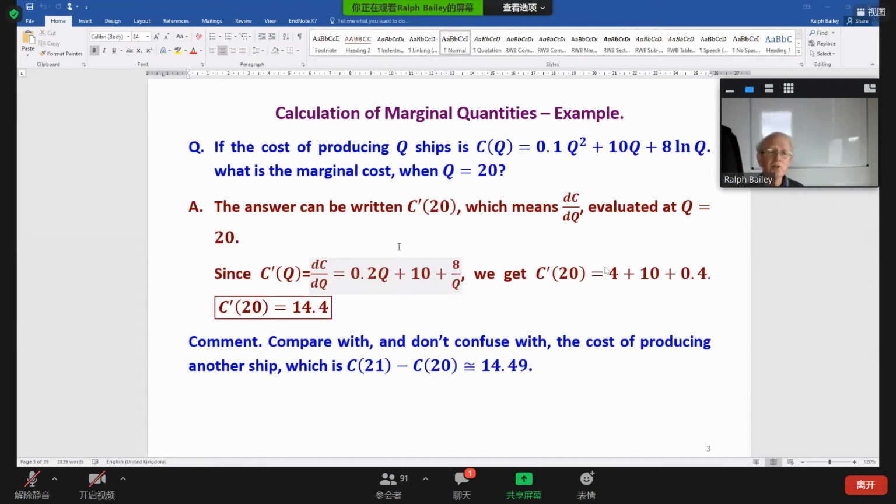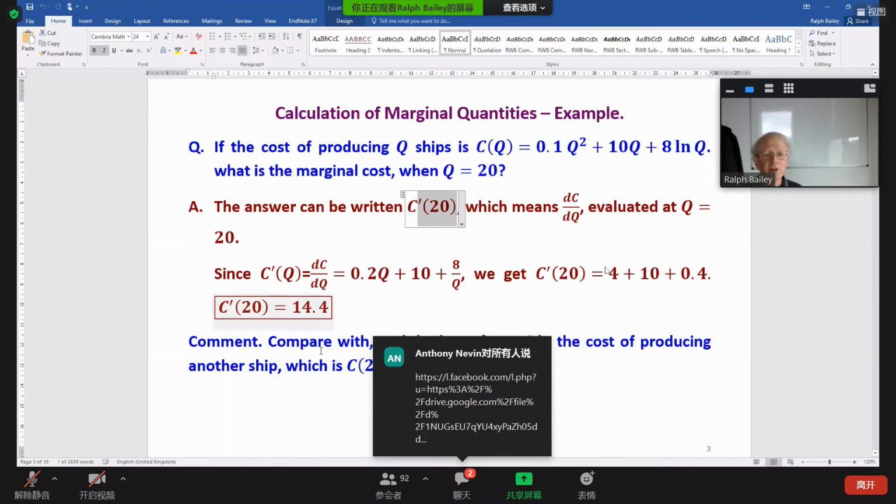This notation here, c prime of 20, is a little bit confusing. If you think that c prime of q means, oh, differentiate c with respect to q, that doesn't work. That's not the right way to think of it. First you differentiate with respect to q, and then you plug in your value of 20. So get your derivative function, and then plug in your value. When you've done that, the marginal cost is 14.4, but the cost of producing another ship, C of 21 minus C of 20, is 14.49.